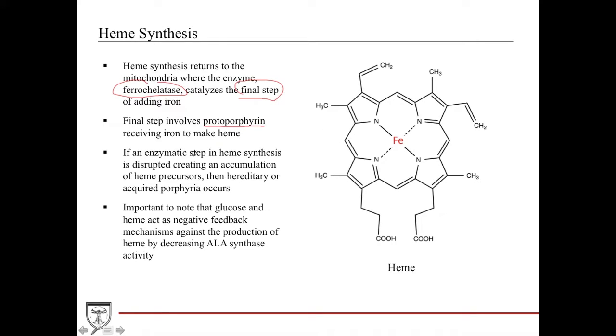If an enzymatic step in the heme synthesis is disrupted for any reason, you'll have an accumulation of these heme precursors, an accumulation of these cyclic structures, and what you get are these porphyrias that often have what I said before, these dermatitis or skin sensitivities. What's very, very important to know and to remember is that glucose and heme both act as negative feedback on the mechanisms that produce it. So if you have an increase in glucose or an increase in heme, it'll actually shut this system down.